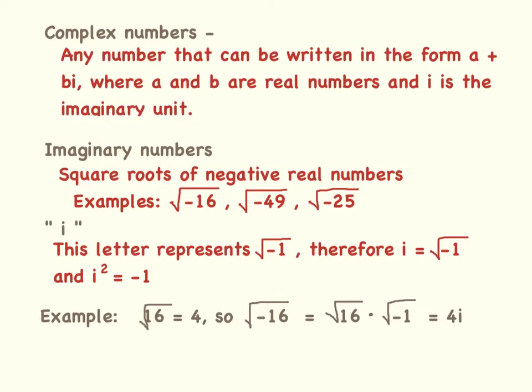Now let's look at an example. We know that the square root of 16 equals 4. So the square root of negative 16 would be equal to the square root of 16 times the square root of negative 1. Well, the square root of 16 is 4, and the square root of negative 1 is i. So the answer to this would be 4i, and this is considered to be an imaginary number.